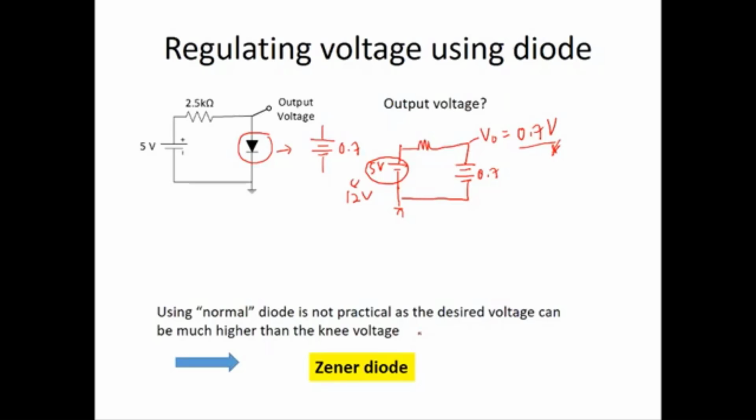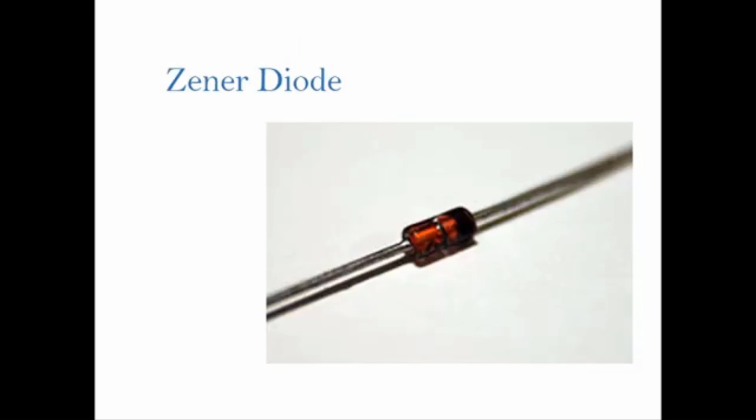Higher voltage, or higher knee voltage. So in this type of application, we use a different or special diode called the Zener diode. So we call it the Zener diode. In this video we will discuss the basic operation of the Zener diode.